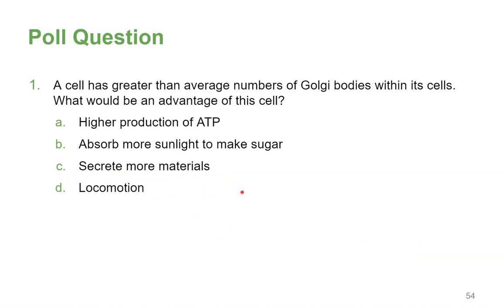All right, another poll question. A cell that has a higher average of Golgi bodies within its cell, what would be the advantage? That would be C, to secrete more material. So the more packing and sorting we can do, the more we can send materials out. So maybe this cell is a gland cell, like a hormonal gland cell, and it's creating materials, and it needs to secrete a lot of materials all the time.